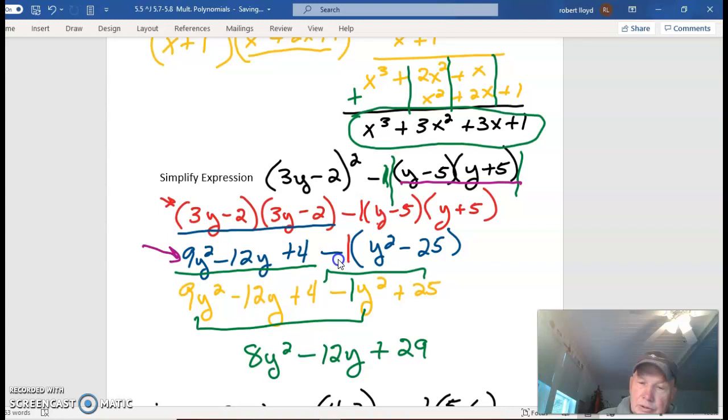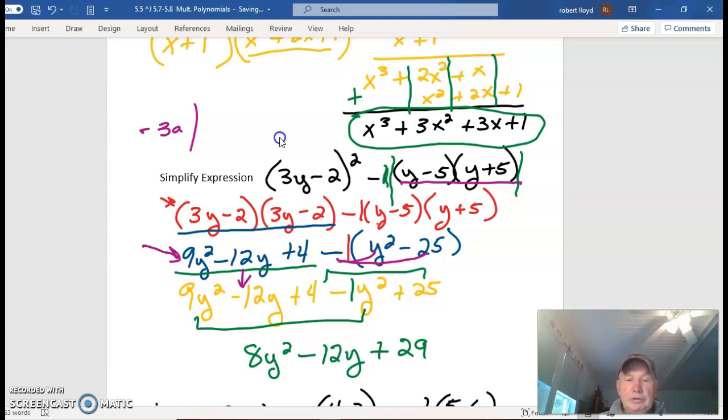Then you distribute this negative. It's just like when we had the negative 3a out there. We took care of that last. Take care of the negative in front of the two parentheses last. So we have the first term that we squared right here. And then we distribute this negative: negative 1 times y squared, negative 1y squared, and negative 1 times negative 25, positive 25.